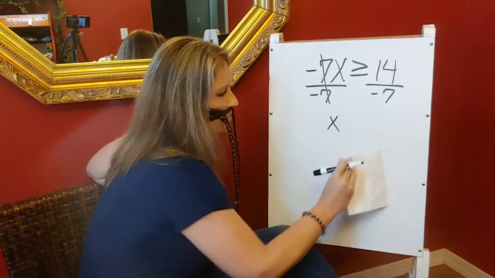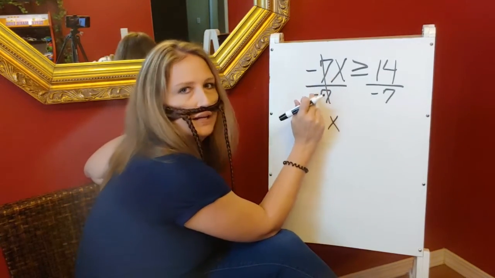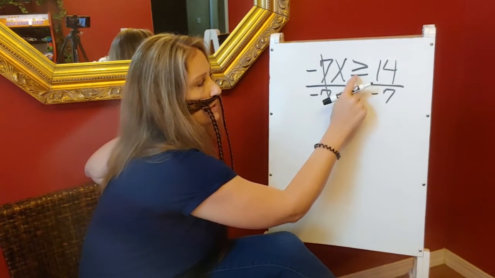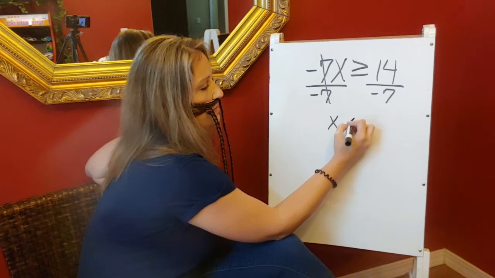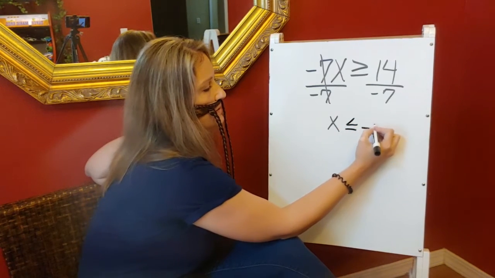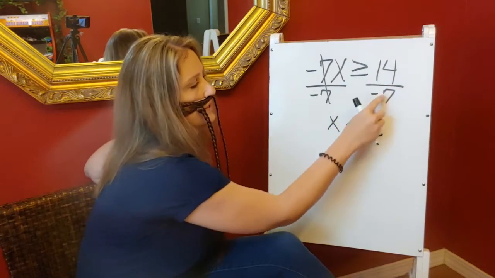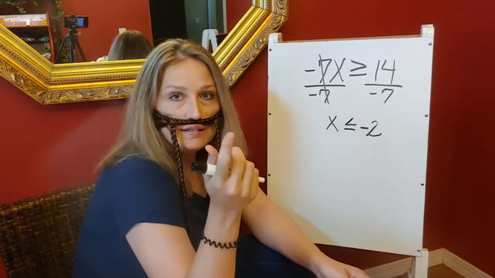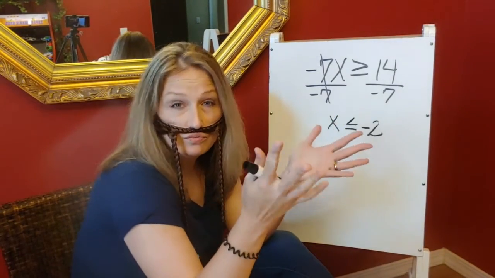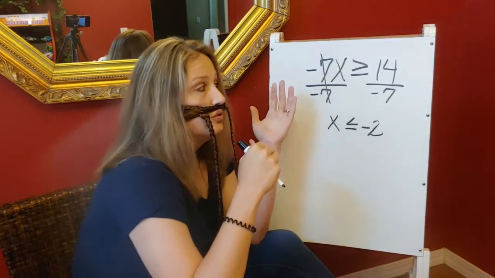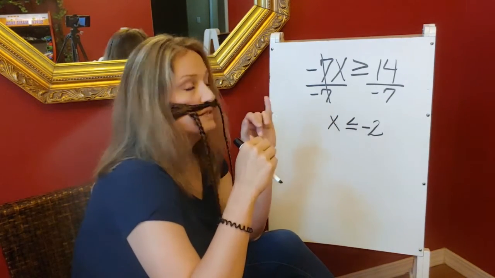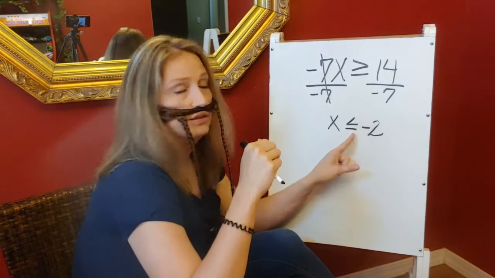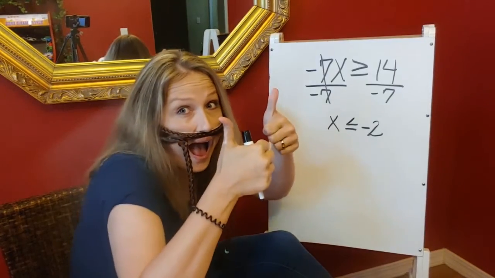Super important to remember that if you are going to divide by a negative number whenever you're doing inequalities, you have to flip your inequality. So instead of being greater than or equal to, now it's going to be less than or equal to. And 14 divided by negative 7 is negative 2. So just keep that in mind as you're doing these. Solve them just like you do a regular equation. But if your last step to get x by itself is to divide by a negative number, you have to flip your inequality.